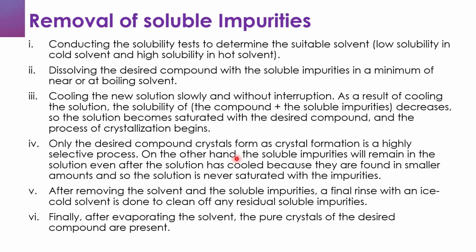Also, after removing the solvent and the soluble impurities, a final rinse with ice cold solvent is done to clean off any residual soluble impurities. And finally, after evaporating the solvent, the pure crystals of the desired compound are present. So these are the ways by which we can remove soluble impurities in our compound during recrystallization.